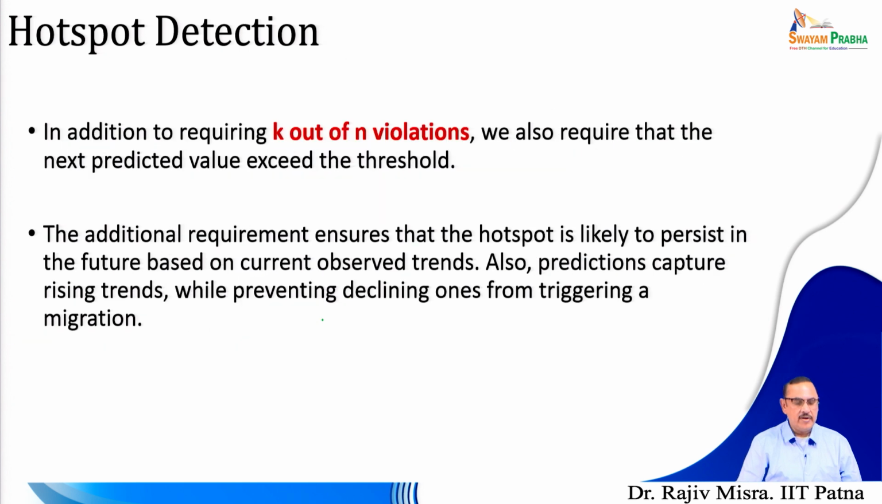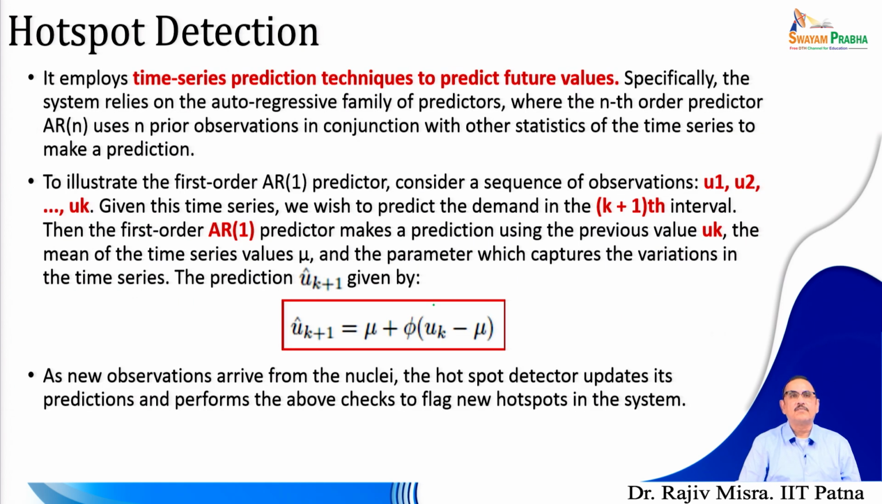So, we are going to see that in addition to requiring k out of n violations, we also require that the next predicted value exceed the threshold. This additional requirement ensures that the hotspot is likely to persist in the future based on the current observed trends. Also, predictions capture the rising trends while preventing the declining ones from triggering a migration.